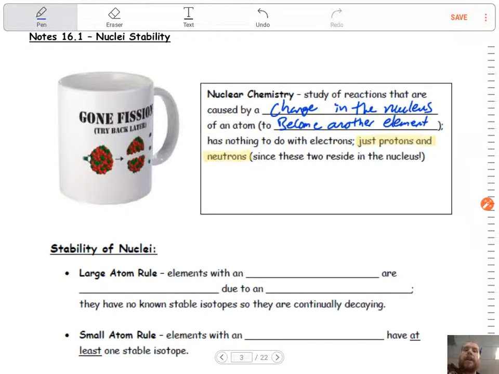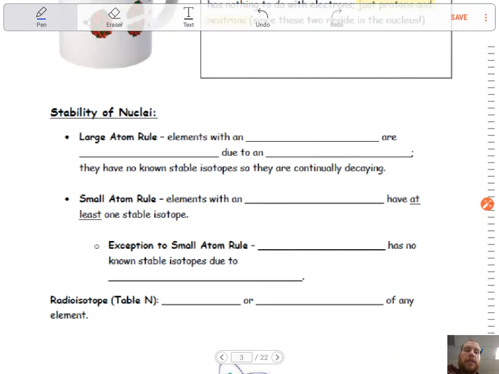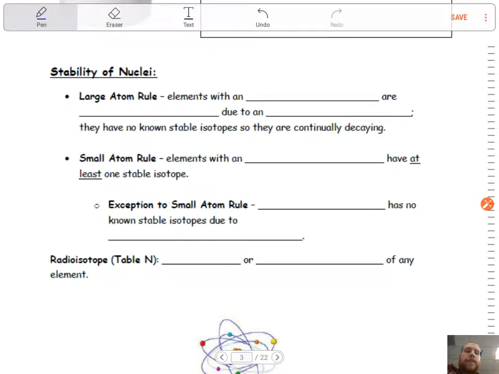Bonding is all about the electrons. Most of what we've done throughout the year is all about those electrons, but now we're focusing on the other two subatomic particles. There's two rules that govern the stability of nuclei: the large atom rule and the small atom rule. The large atom rule deals with elements that have an atomic number greater than 83.